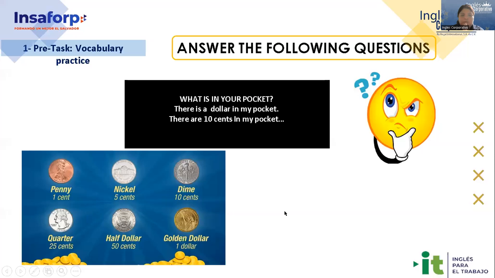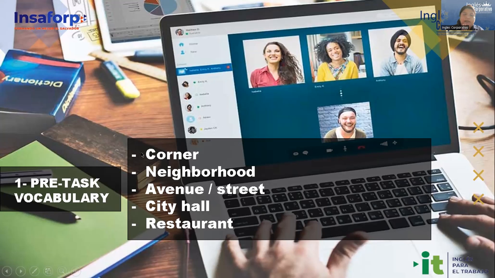So now let's see what else we have. Look at this corner. What's the meaning for corner? Ideas, Johnny? Corner es la esquina. How about neighborhood? Vecindario, el vecindario. Do you love your neighbors? Yes, I love my neighborhood. You love your neighborhood and your neighbors too. Y también los vecinos.